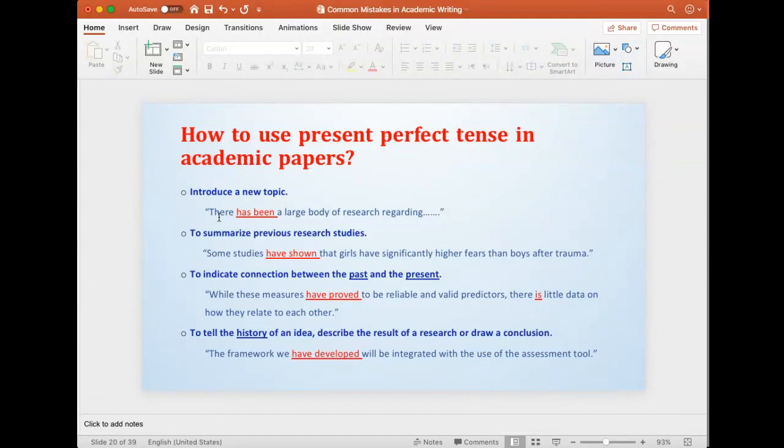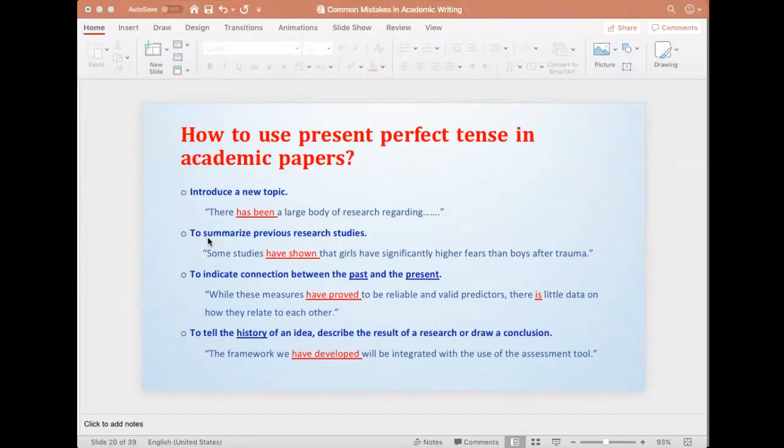Example here for a topic introduction, there has been a large body of research regarding blah, blah, blah, okay? There has been. So research started in the past and they are still ongoing, including myself doing my paper at this time, okay?